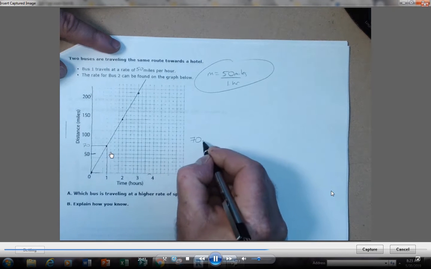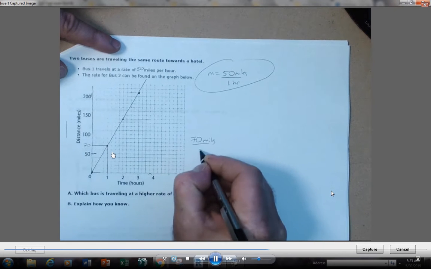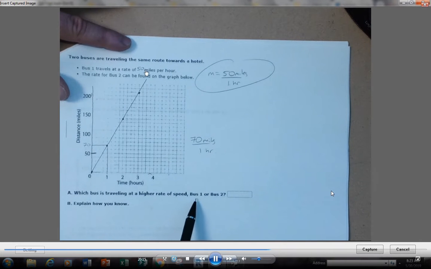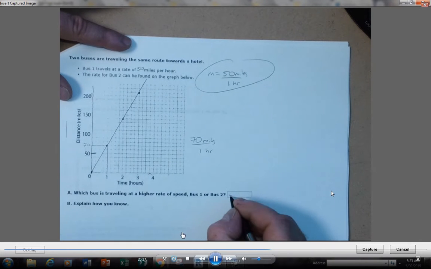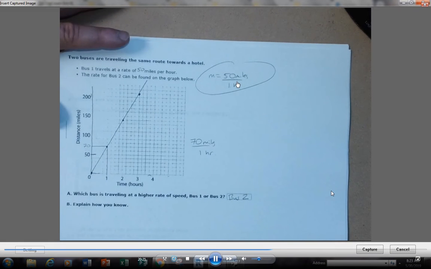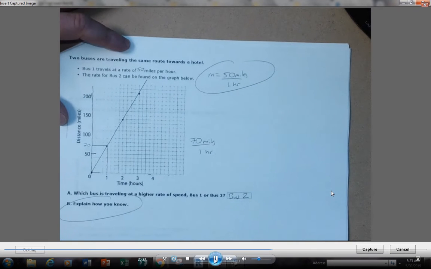That's what the graph is showing me. That's this graph's rate of change. 70 miles for every 1 hour. This is proportional going through the origin. If it was up here, y-intercept number, not proportional. So it says, which bus has a higher rate of change? Definitely bus number 2, the graph one.